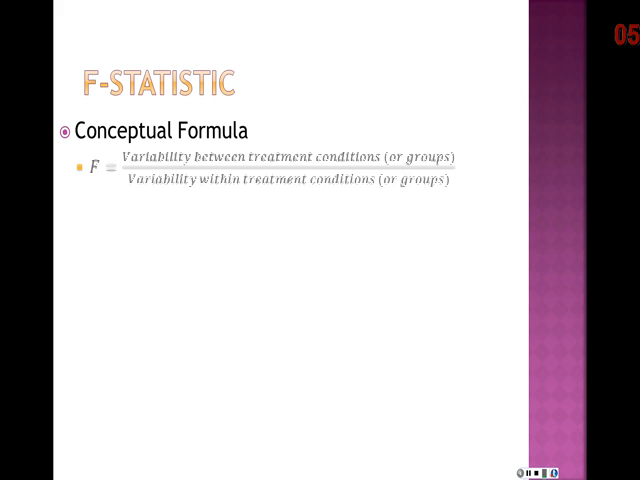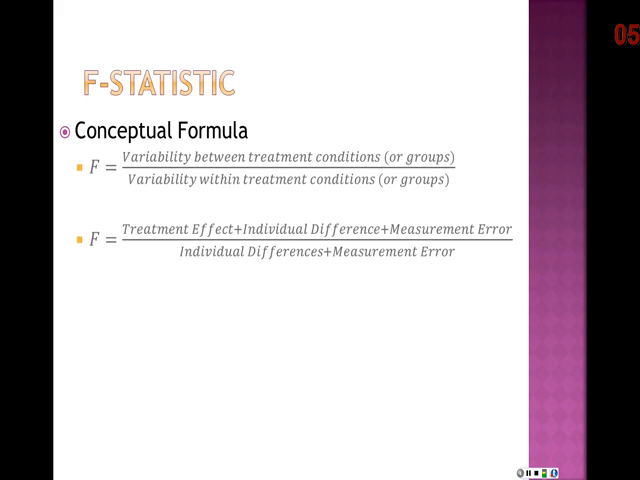value, right? So what we're looking at, the F-statistic is basically the variability between treatment groups or treatment conditions divided by the variability within treatment conditions. So in effect, we're looking at the treatment effect or group effect, the individual differences, and the measurement error, and dividing that by the individual differences and the measurement error. And what we're doing is we're sorting out this treatment effect, right?